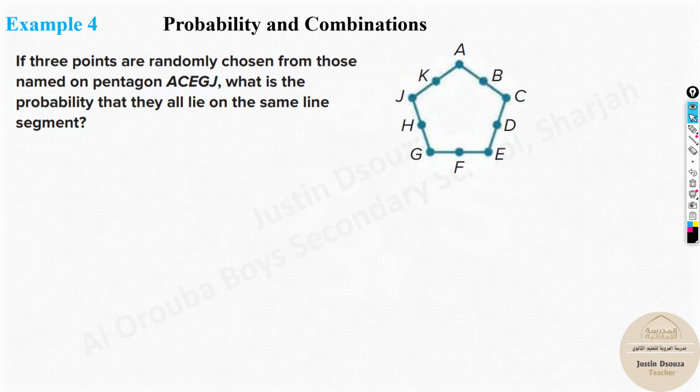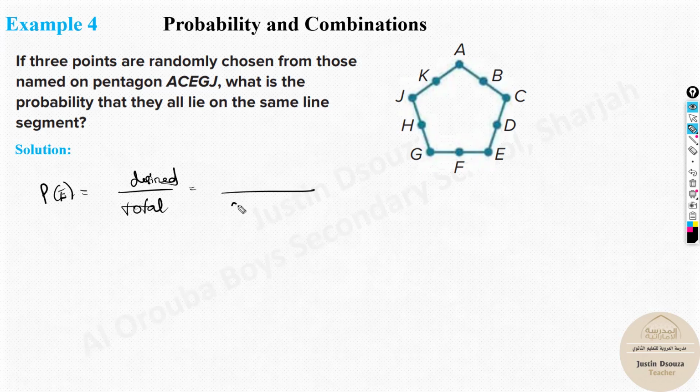We have an interesting problem here on combinations. If 3 points are randomly chosen from those named on the pentagon A, C, E, G, J, what is the probability that they all lie on the same line segment? Let's count the total number of points. How many? It is 3, 6, 9, 10 points. So n is 10. Now, before that, again, the probability of any event is given by desired over total. So desired and total over here. Desired we will come to in a while.